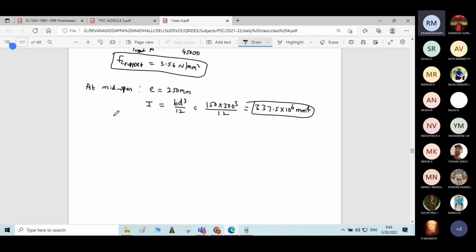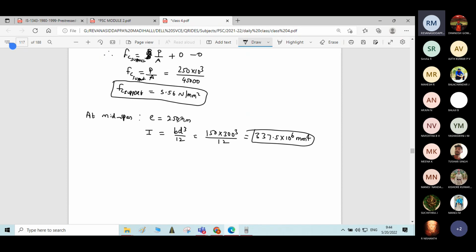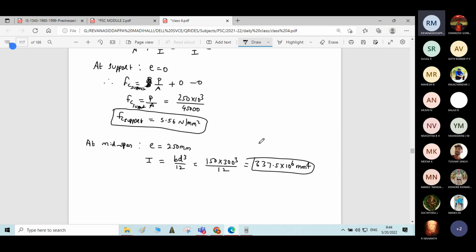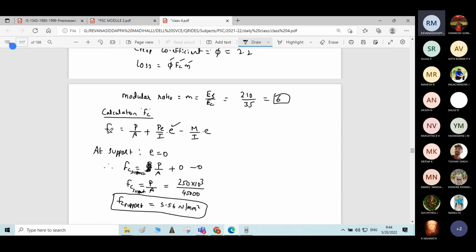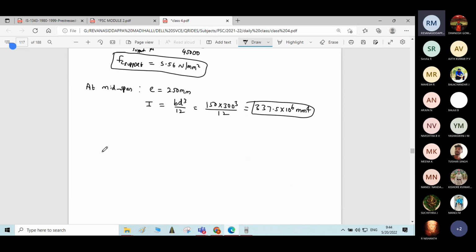Okay, now at midspan, eccentricity is 250 mm. Moment of inertia is also known. Substitute in this, you will get stress in concrete at the level of steel at midspan. Therefore, FC at midspan.